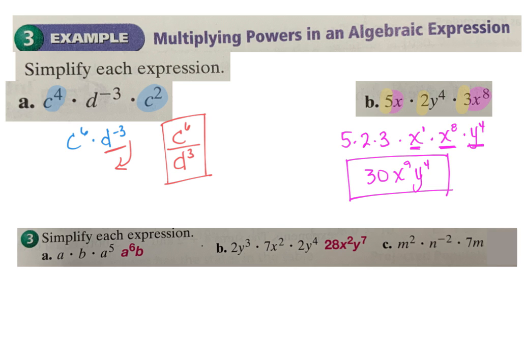The third one: 7 doesn't combine with anything, so your coefficient's going to stay as 7, but you can combine your m's, and you can move your n. So you end up with 7m cubed over n squared. 7m cubed on top, n squared on bottom.